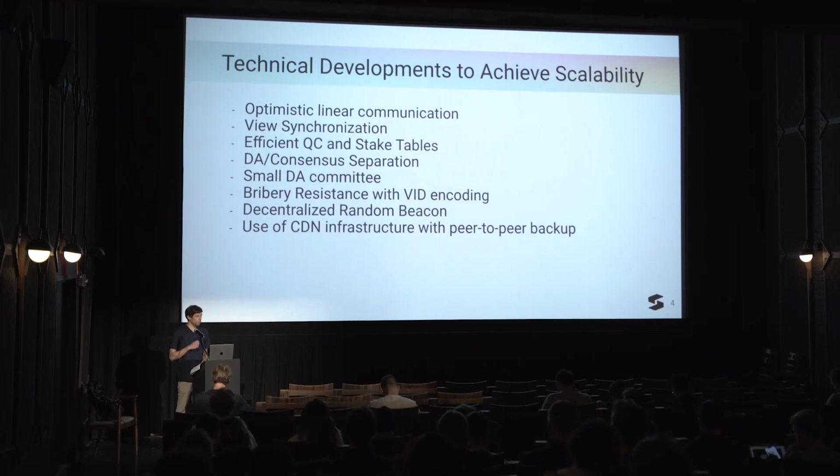But the reason we chose HotStuff is that it has these properties. It is optimistically responsive, and it is linear communication in the optimistic case. But the first challenge we had is view synchronization. So this is a problem where to run consensus, all of the nodes or all of the validators need to be in the same view at the same time. They all need to be voting on the same thing in the same window of time. So HotStuff requires some mechanism to make that happen.